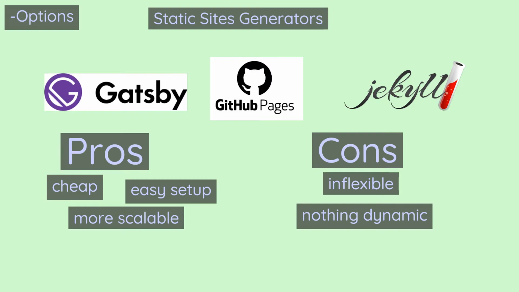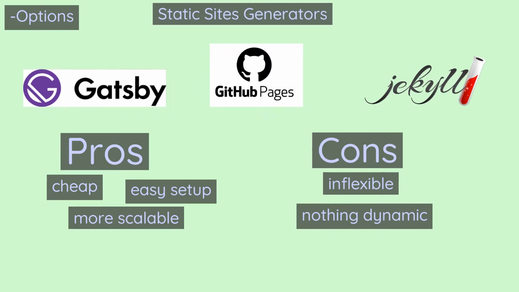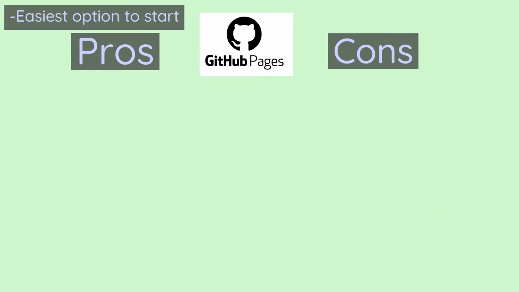So to get started, there are all these options, but I think the best one for a beginner is actually, this is going to be really weird for people in most other situations, but I think GitHub Pages is probably the one that makes the most sense. And so I'm just going to list some of the pros and cons of GitHub Pages.